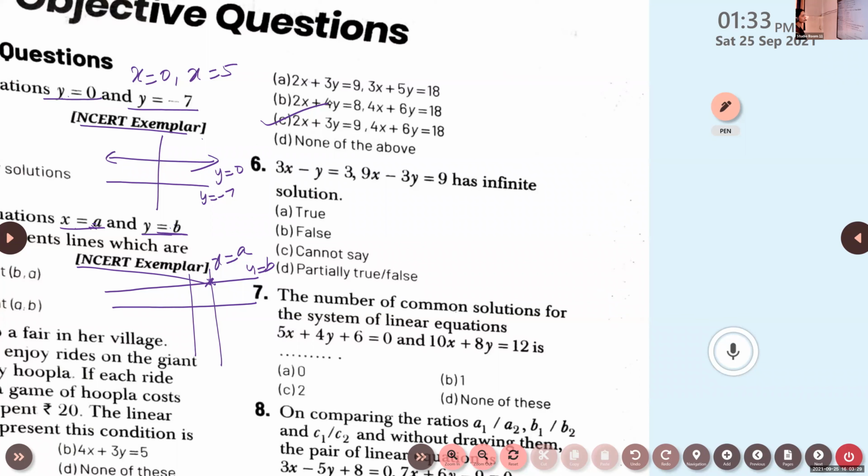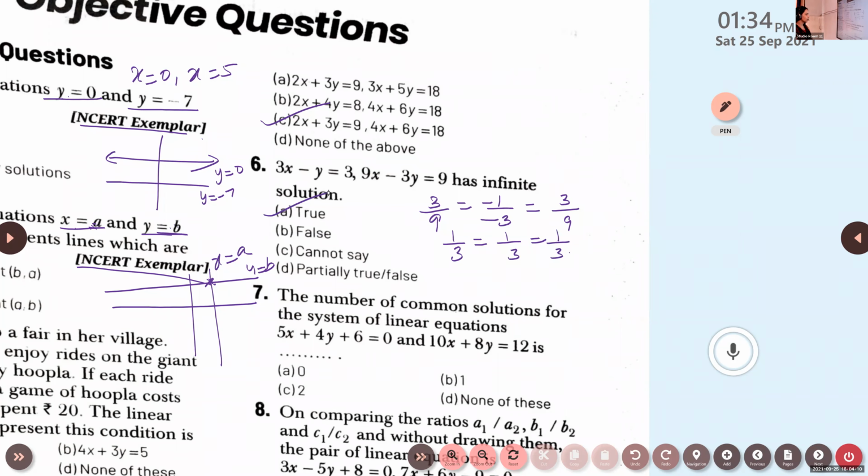True, false, can't say, partially true or false. What is your answer, Prajod? Has infinite solution. True. Okay, and you look at the coefficients. 3 by 9 equal to minus 1 by minus 3, which is equal to 3 by 9, isn't it? Are they proportional? Are they in the same ratio? That means it has infinite solution. It is true.